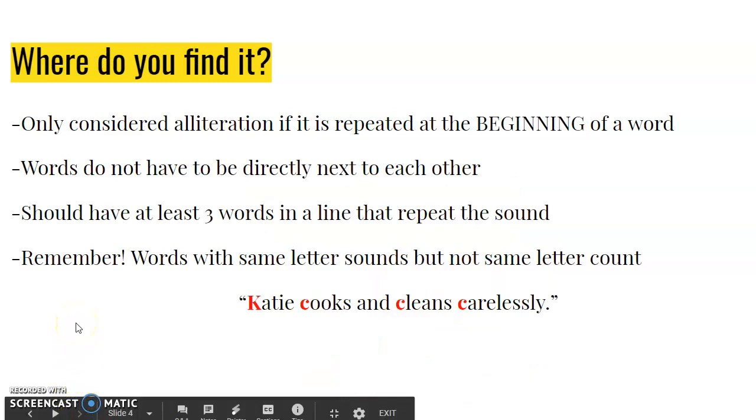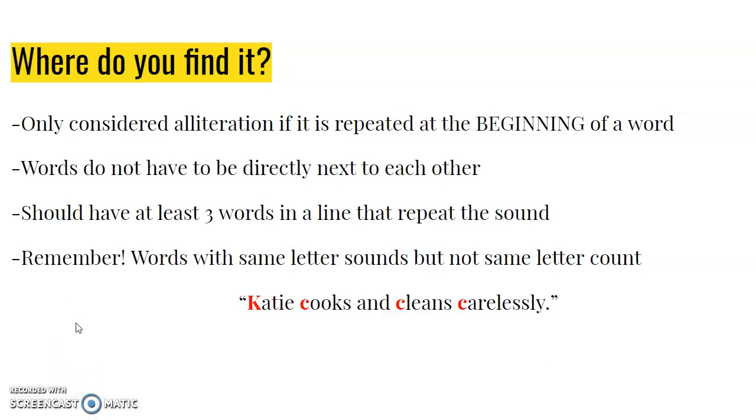And let's look specifically where we can find it. So again, it can only be considered alliteration if it's repeated at the beginning of a word. If you see repetition within words, that's a different tool altogether. So we're only looking at it happening at the beginning of a word. Remember that the words do not have to be directly next to each other to be considered alliteration. And they should have at least 3 words in a line that repeat the sound. Words that have the same letter sounds, but not the same letter count.